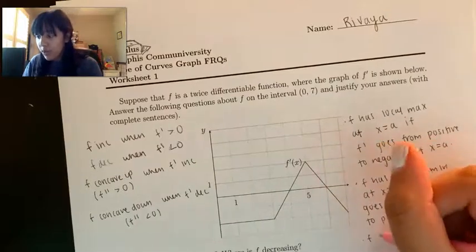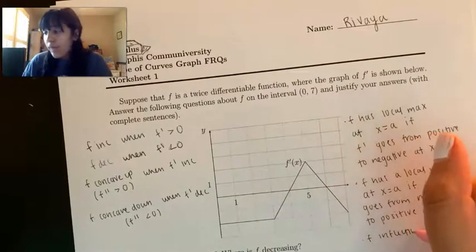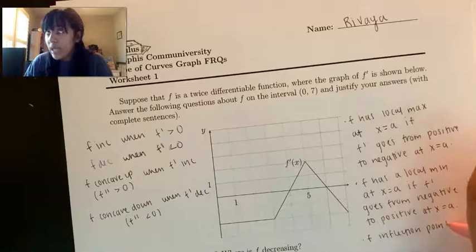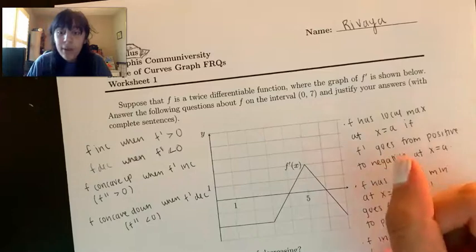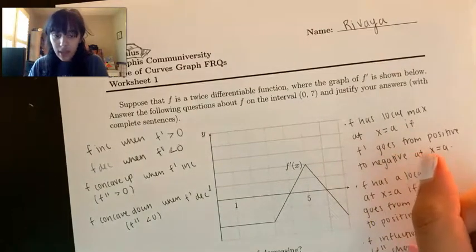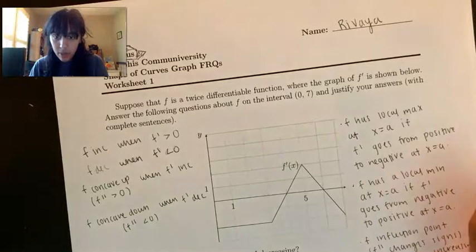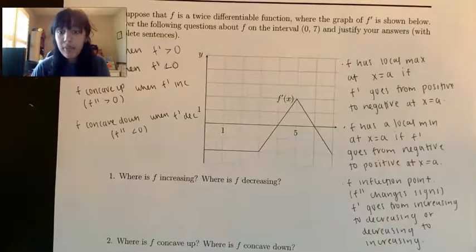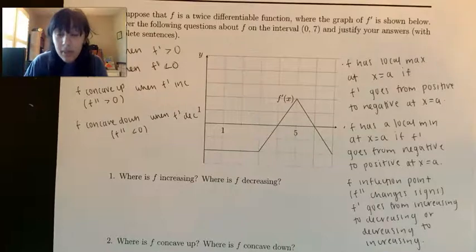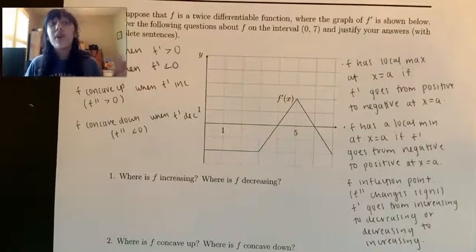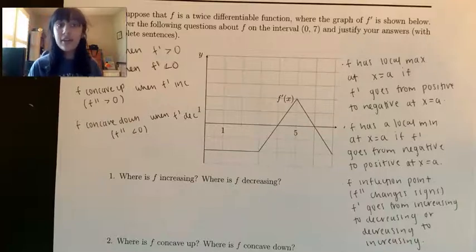Okay, so the last rule that we have to talk about is at inflection points. f has an inflection point when f prime goes from increasing to decreasing or decreasing to increasing. And it can also be when f double prime changes signs, but the graphs today don't involve f double prime, so we're not going to talk about it. But just make sure you have that stored somewhere.